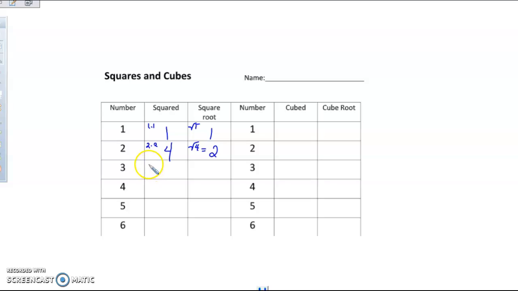And you're going to do this all the way down. So 3 squared, and then that's going to give me 9, and then the square root of 9 is going to give me 3. 4 times 4 is 16. The square root of 16 is 4. You see the pattern? And what this is going to give you, these are going to be your perfect squares.